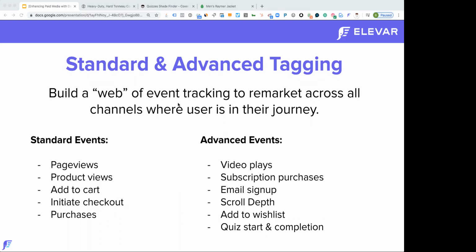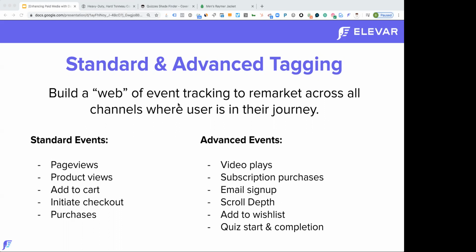So what will happen is if we can't reach those 50 purchases, if there's not enough volume, we might take one step back and go, okay, we've got to optimize towards initiate checkouts or add to carts. And if we hit 50 of those, then the Facebook algorithm can take over and we can scale that campaign potentially more effectively, as long as we're paying attention to the overall metric we're looking for, which is purchases and then ROAS.